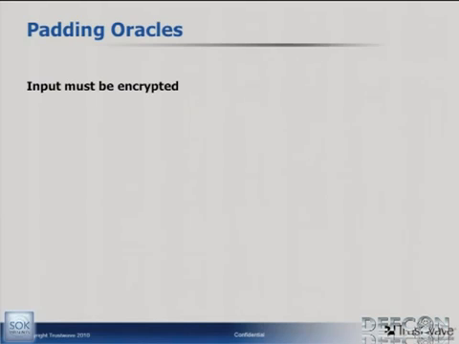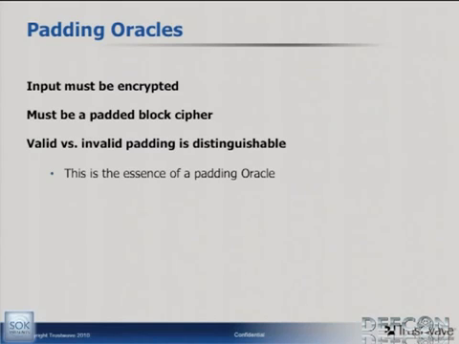With a padding oracle, the input has to be encrypted with a padded block cipher. With stream ciphers, you're encrypting one byte by one byte, so the end of the plain text is just where the text ends, and not where you've put some arbitrary marker. It also has to be distinguishable when you've passed something in that has valid padding or invalid padding. This is the essence of a padding oracle. Now, I know that with a padding oracle, you can do all sorts of crazy things, and you can take over an old ASP.NET installation.